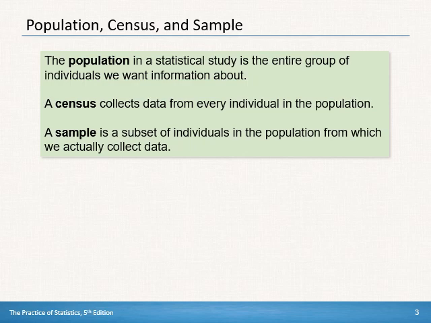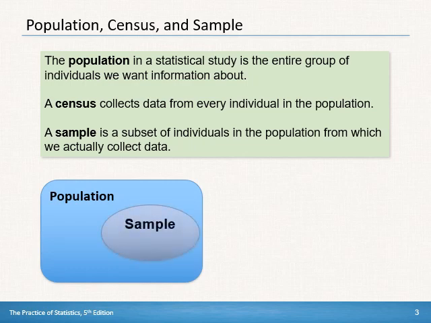A sample is just some sort of subset of the population. So maybe instead of measuring every senior's foot, I just randomly select 50 seniors, and I measure their foot. That would be a sample. So a subset, hopefully randomly selected, and we hope that it is representative of the entire population.